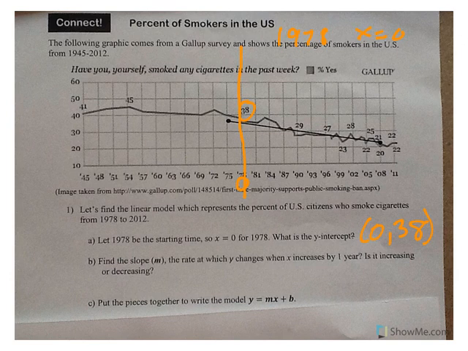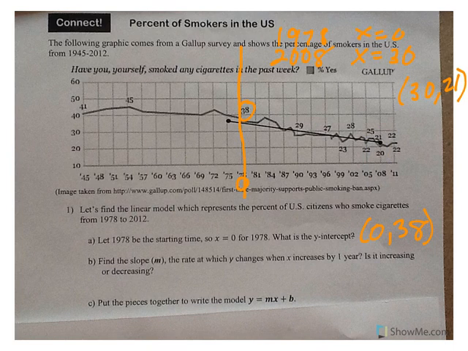So when we go to find the slope, the rate at which y changes when x increases by 1 year, we need some points. Well, we know that at 1978 we have the point (0, 38). If you look over here at 2008, the actual value for 2008 is 21. From 1978 to 2008 is 30 years. So I have an x value of 30, which gives me an ordered pair of (30, 21), because the 21 goes with that dot.